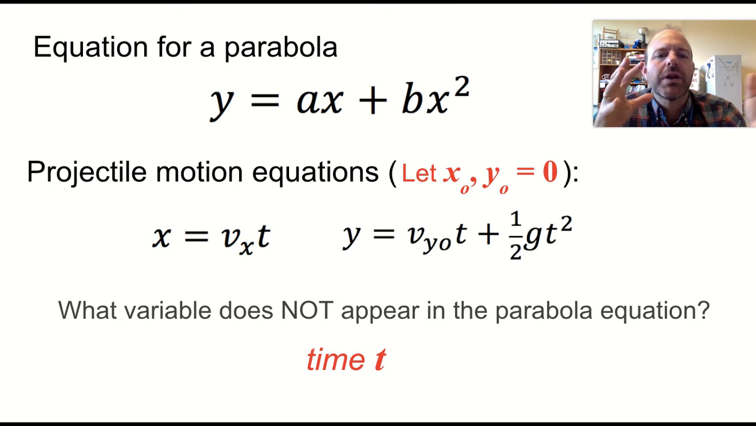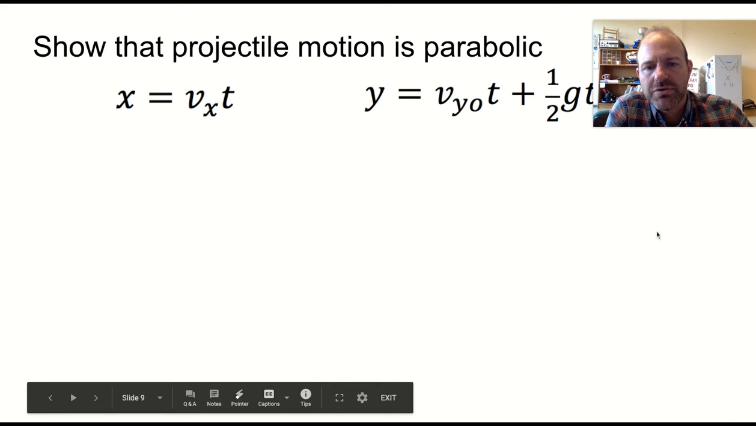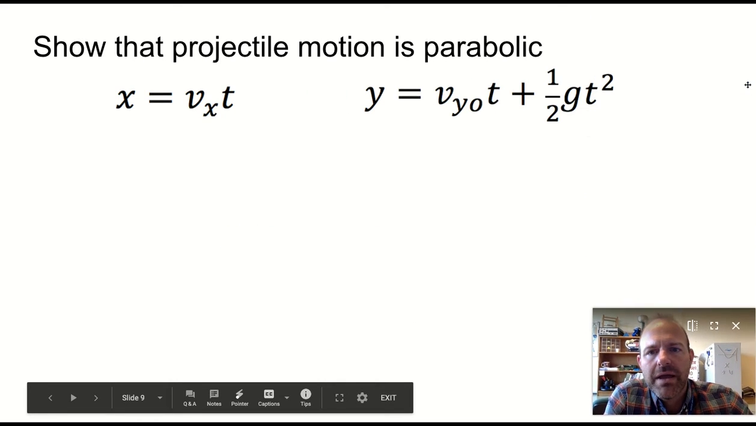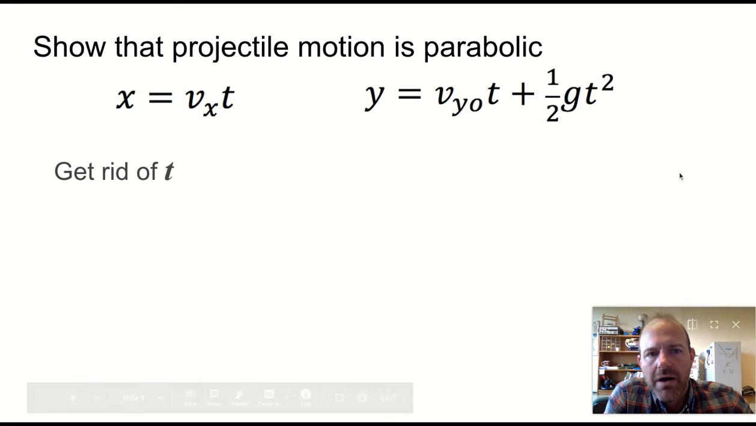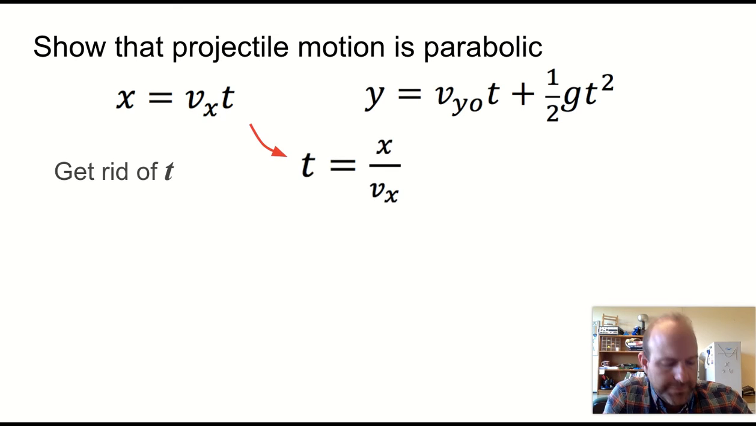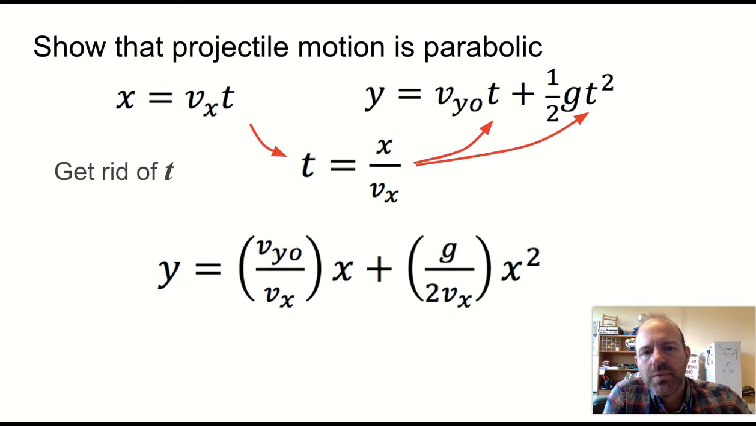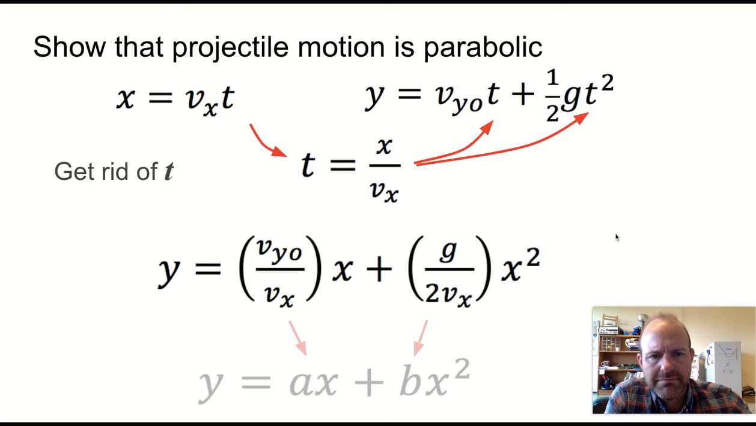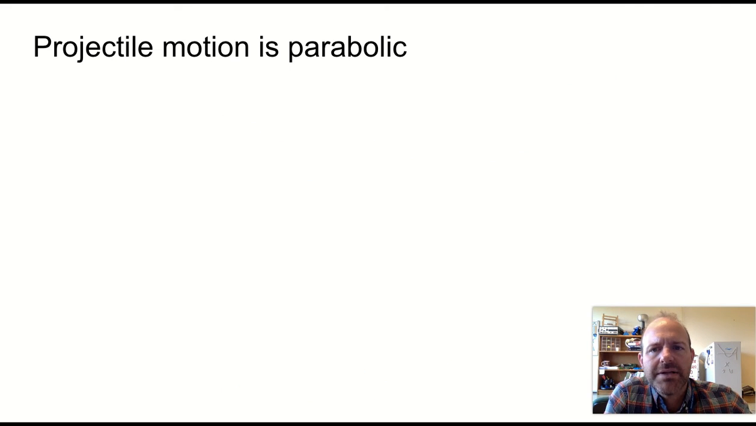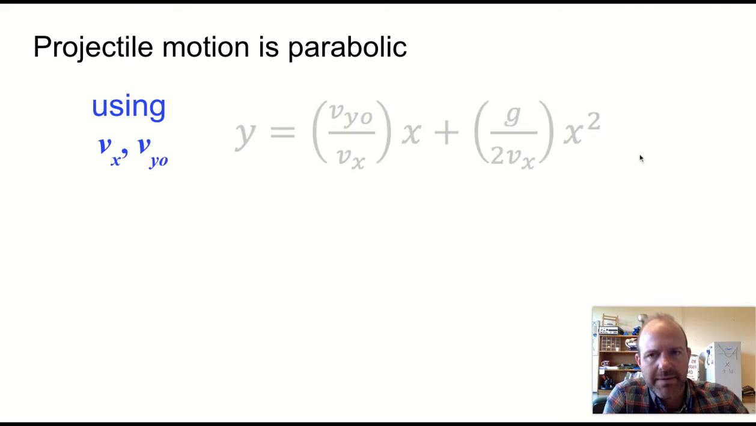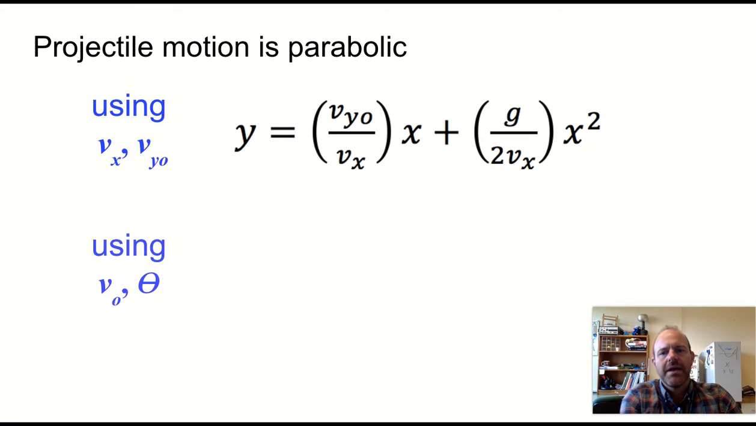So what we're going to do is combine these together, because this is a physical space relationship we're trying to figure out. If we combine them together, we get rid of time, and we can solve. Plugging in for time there, we get this ratio of v naught y over vx and g over 2vx squared, and we can recombine these into constants. And so we get the basic idea that projectile motion is parabolic.